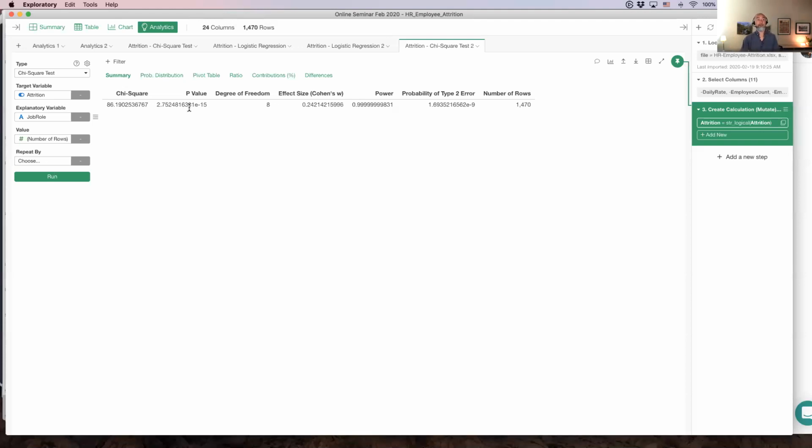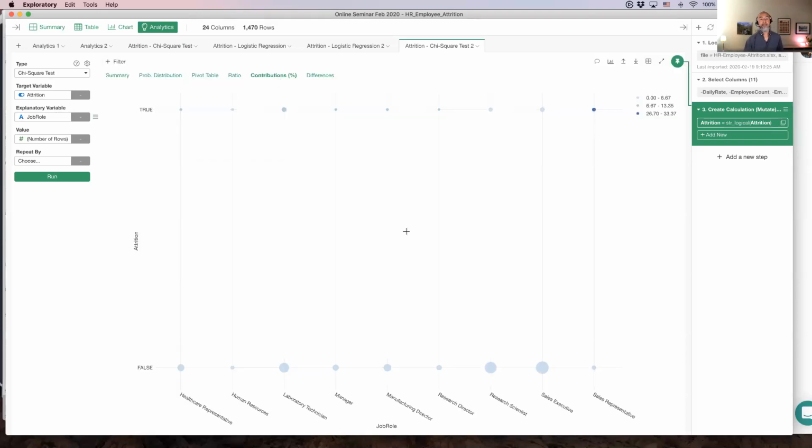In this case, the null hypothesis is that there's no relationship between attrition and job role. Therefore, there seems to be some relationship. And why that is the case, we use this chi-square. That indicates how different it is from the null hypothesis, or no relationship status. So then when you go to the contribution percent, this chart will tell you which combination makes that difference significant.